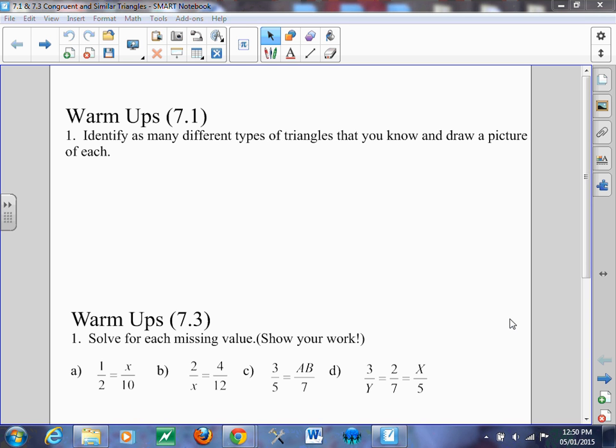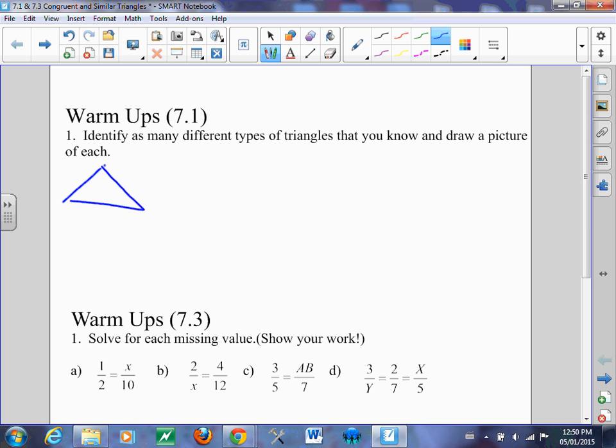Okay, so to start off with warm-ups, folks, number 1 says to identify as many triangle types as you know and draw a picture of each of them. I'll give you a hint. I'll start with one, and it's the most symmetrical one, and that is called an equilateral triangle. And what do we know about equilateral? They all have the same sides. That's why you give them the same tick marks.